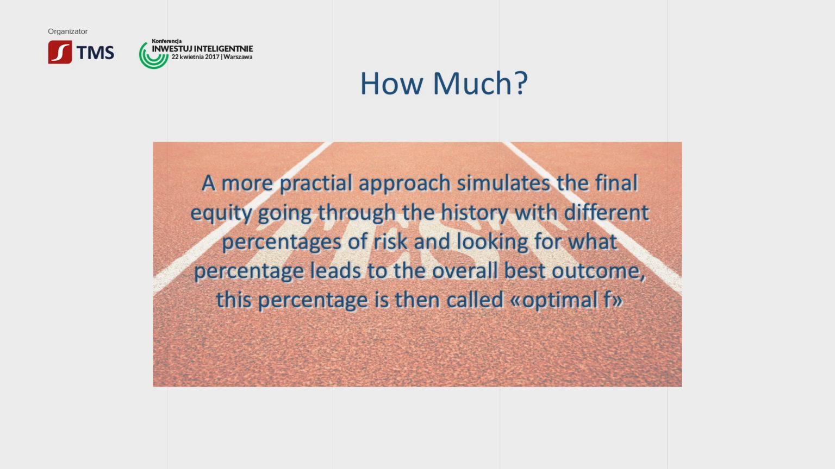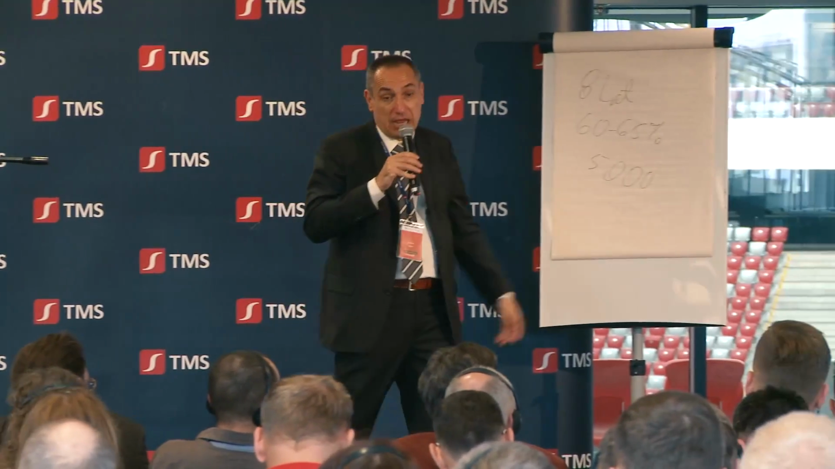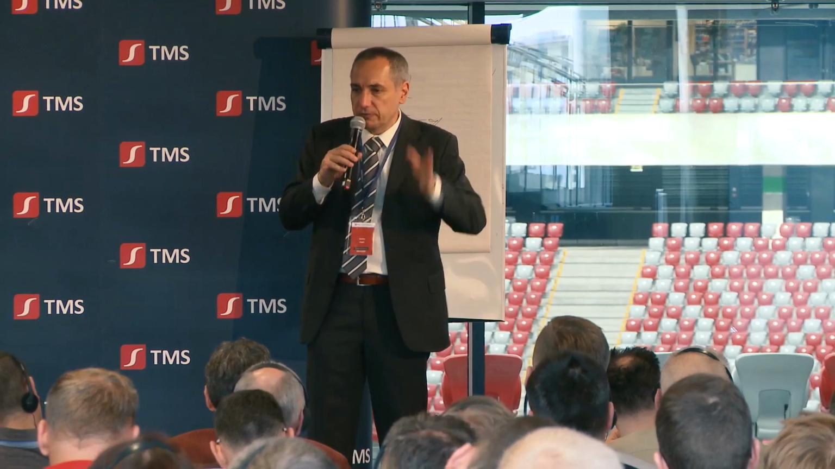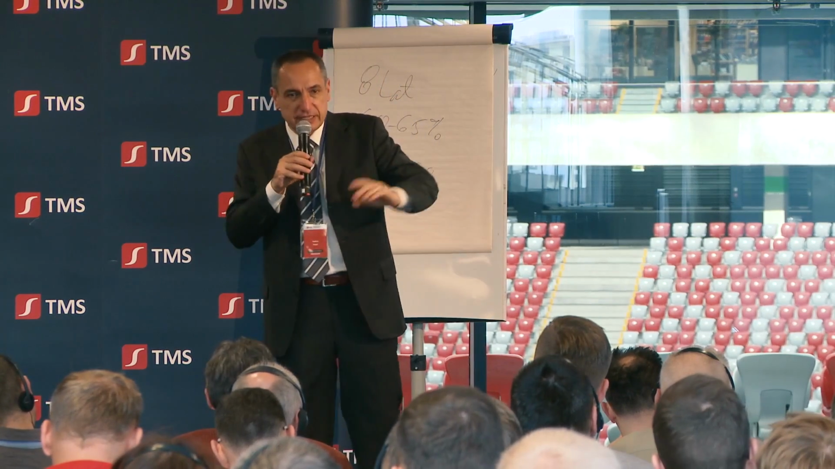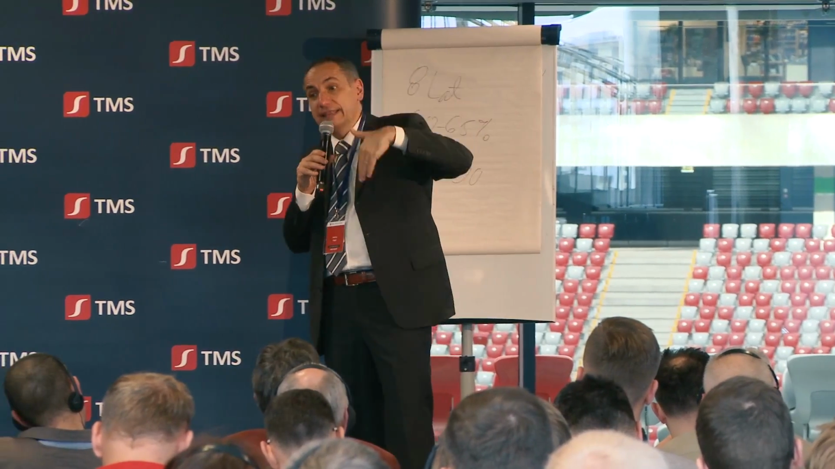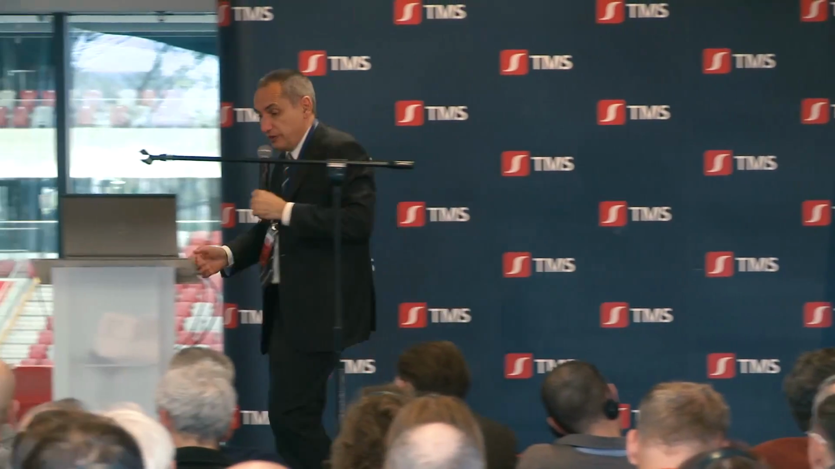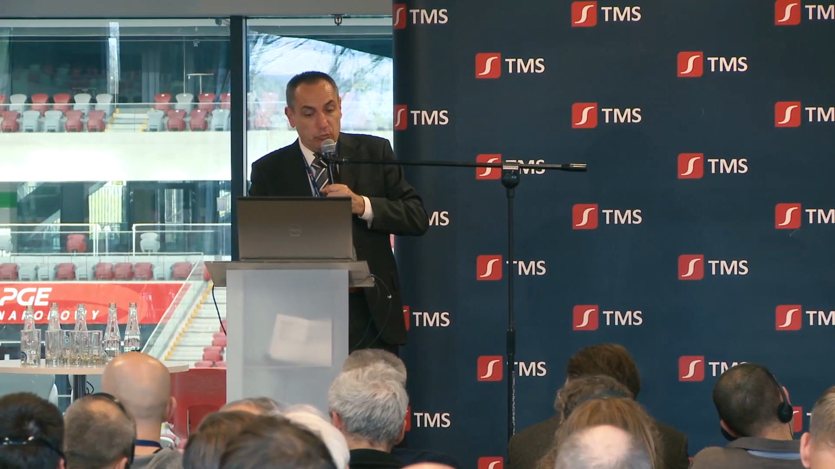The optimal F investigates your trading history to find what would have been the best percentage to risk on every trade to maximize your result. If you run 1,000 tests or 100 tests, where you test with 0.1% risk, 0.2, 0.3, up to 100% risk, and you see how your end capital would look, you would get a curve like this. Obviously, with zero risk, your multiplier is 1.